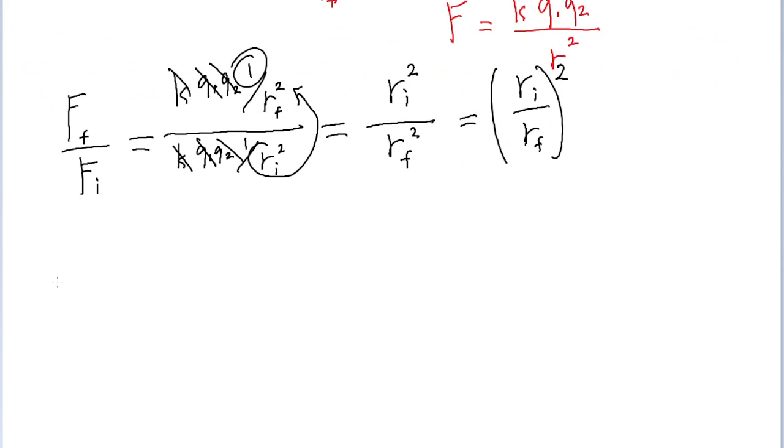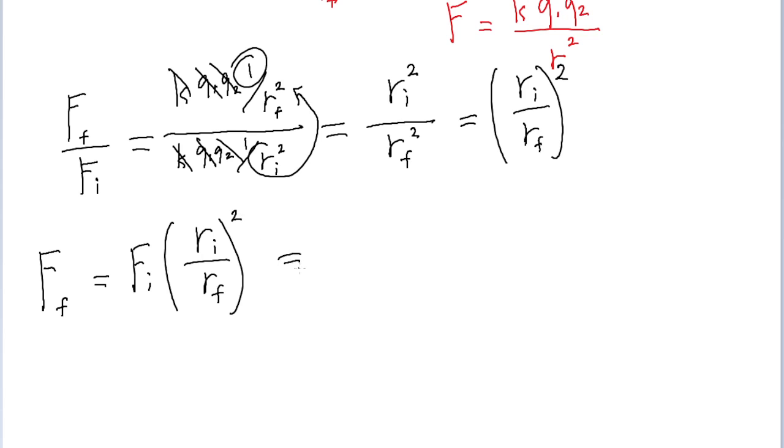And in order to solve for F sub f, the final force, all we need to do is algebraically multiply both sides of the equation by F sub I. It's pretty simple algebra. In doing so, we find that F sub f is equal to F sub I multiplied by the square of R sub I divided by R sub f. All that's left for us now is to plug our values that were given by the problem into the calculator.